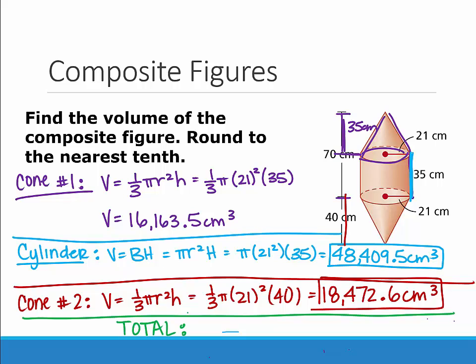And now, because this is a composite figure, I want to know the total. So all we got to do is add these three things up. So the 18,000, the 48,409.5, and the 16,163.5 gives me 83,045.6 centimeters cubed. And that is our answer.